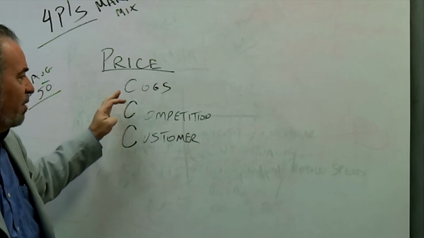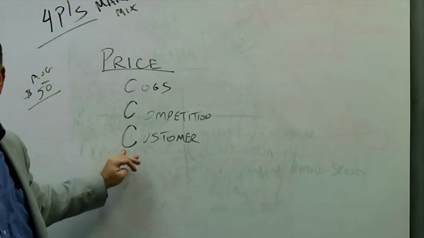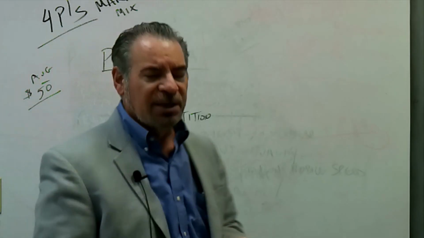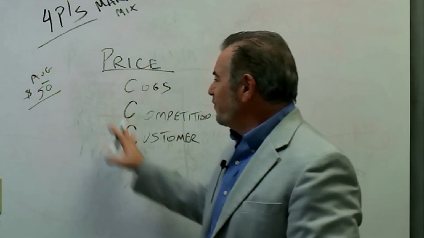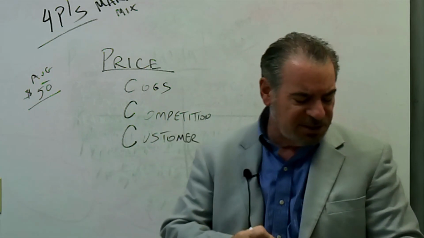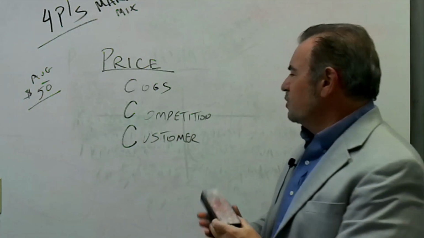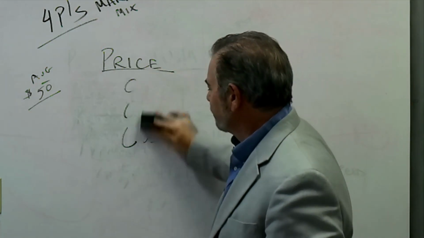So the 3 C's of price are COGS, competition, and customer. You need to know that first. Now there's really different types of pricing that we have to understand. So let's think about that here for a second.